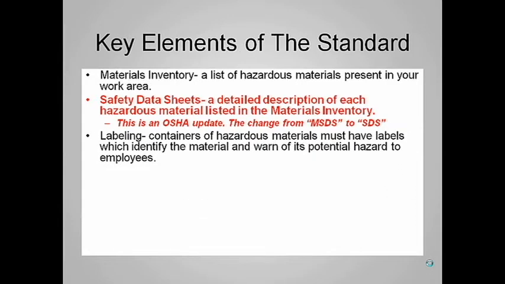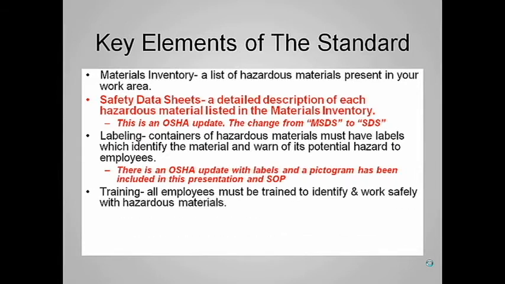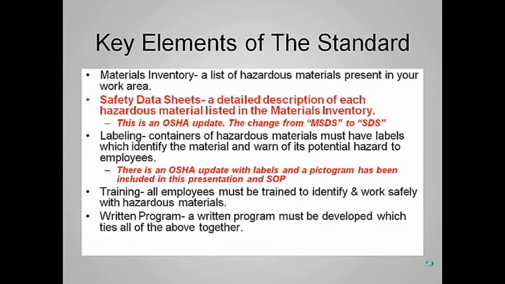Labeling: the containers of hazardous materials must have labels on them. And there is an OSHA update with labels, and a pictogram has been included in this presentation and in our SOP. And I think there's actually even a few questions dealing with what the pictures look like, what they represent. So you'll have to refer back to that pictogram. Training: all employees must be trained to identify and work safely with hazardous materials, and the written program. And again, our policy procedures do cover this in our SOP listing.